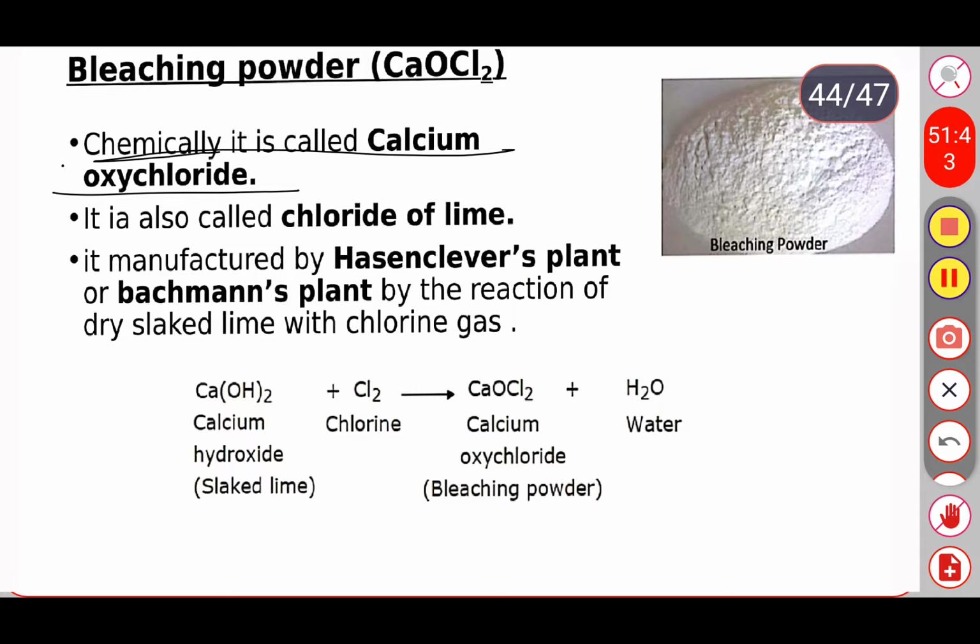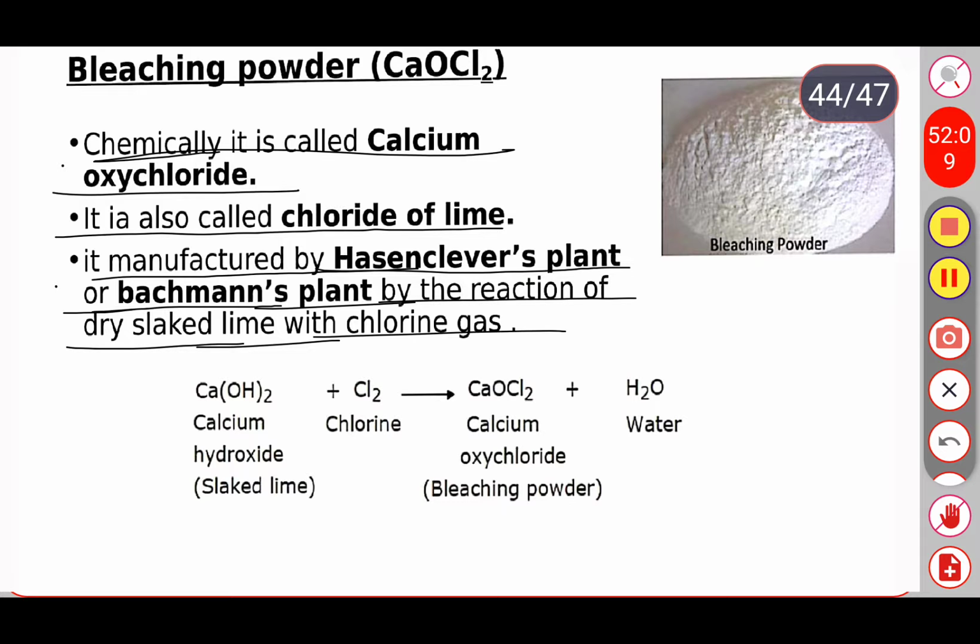It is manufactured by Hasenclever's plant or Bachmann plants by the reaction of dry slaked lime with chlorine gas. We already discussed this in the previous slide. When calcium hydroxide reacts with chlorine, it forms calcium oxychloride along with water.